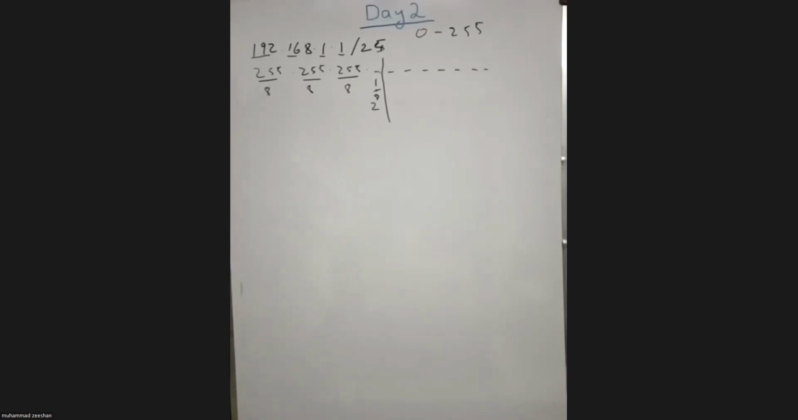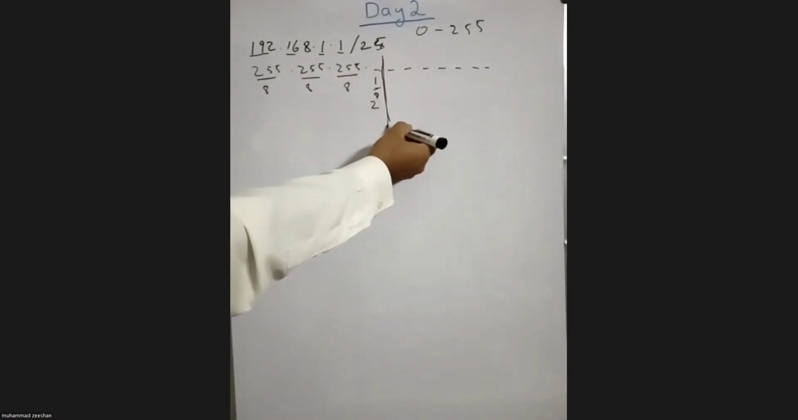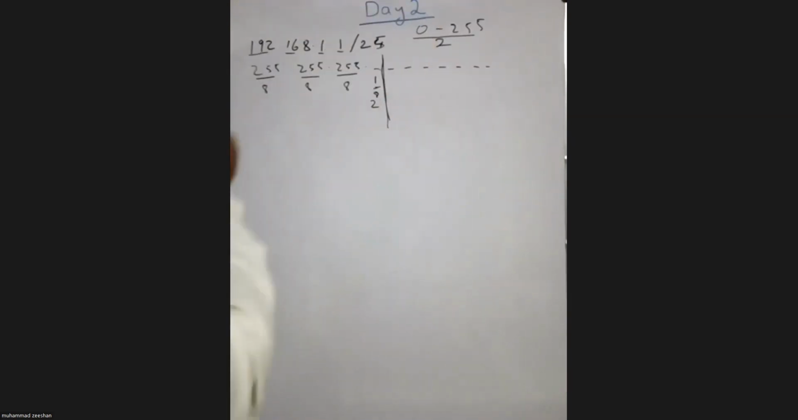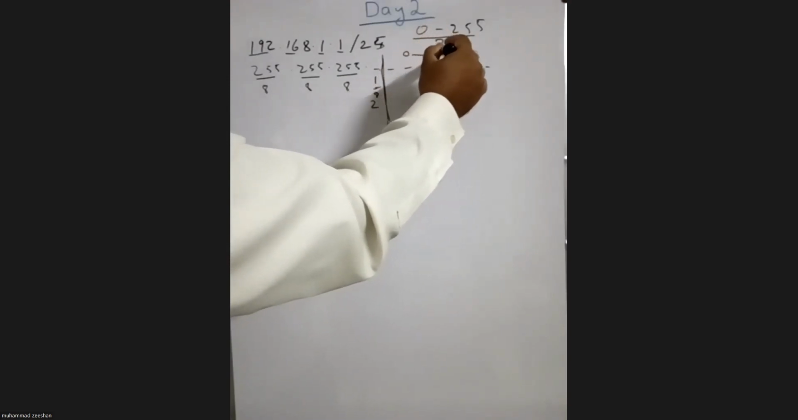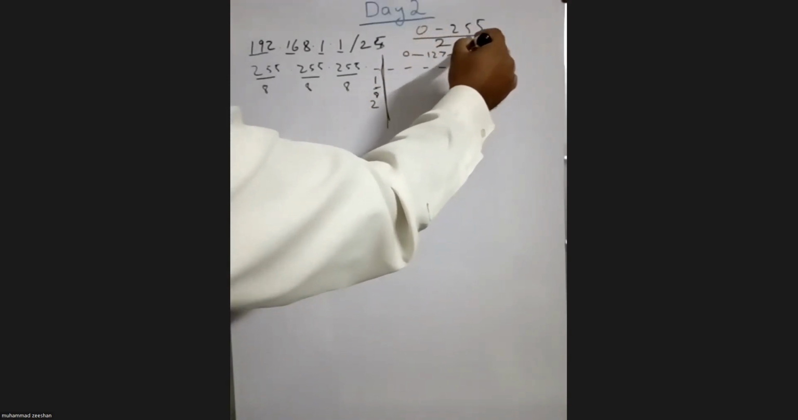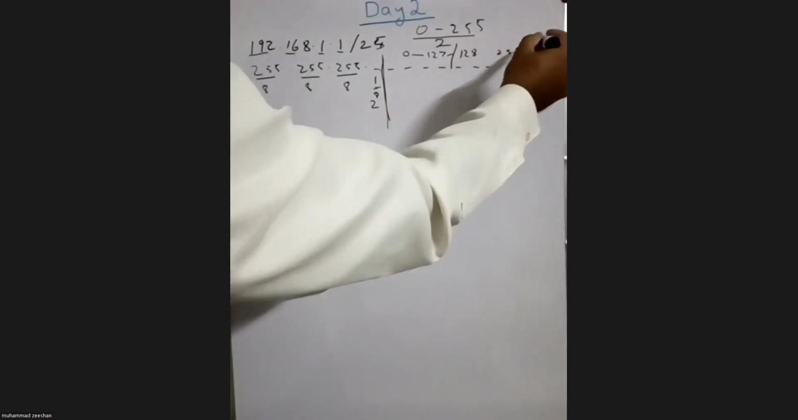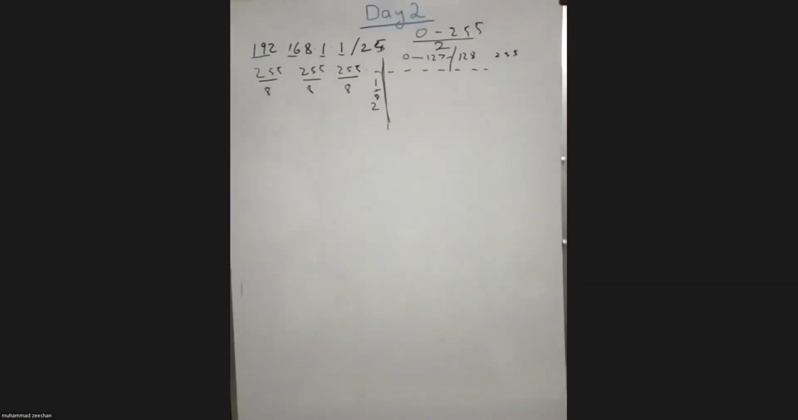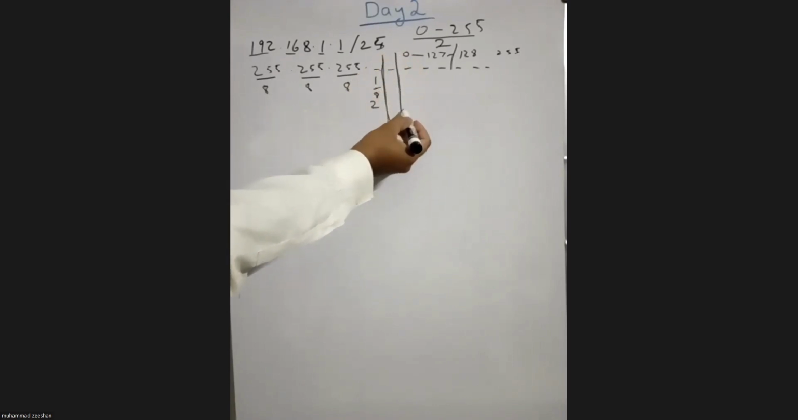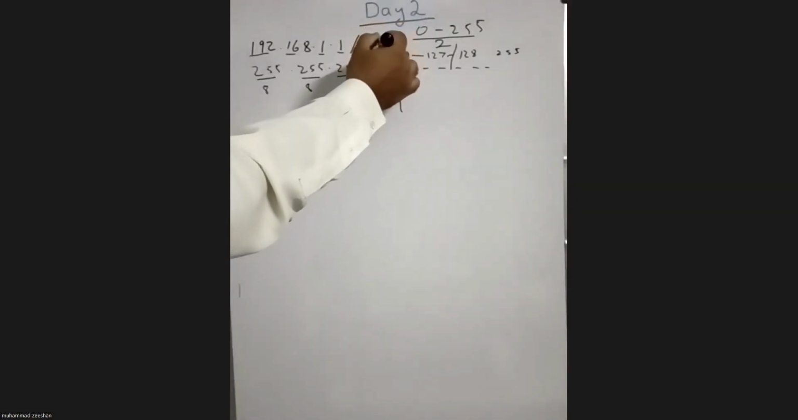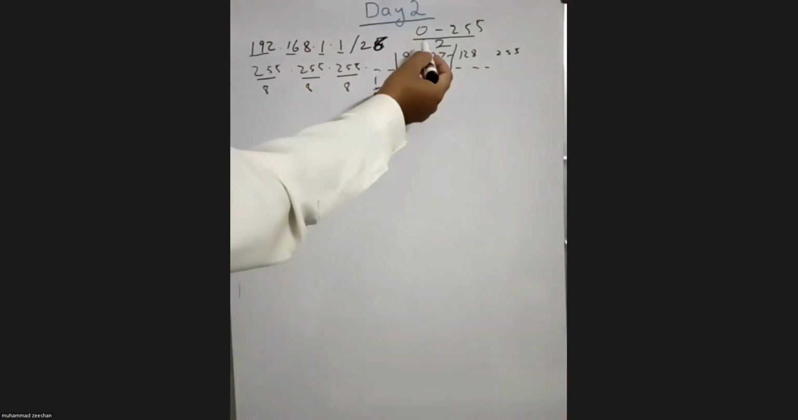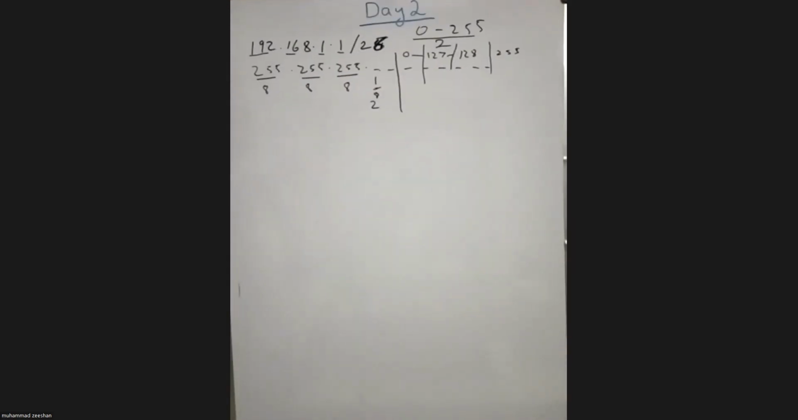So the range was from 0 to 255. If we are taking 1 bit out, this range is divided by 2. It will be 0 to 127, 1 range, and 128 to 255, the second network. If we take out 1 more bit for the subnet size, then we have 24, 25, 26. The subnet is 26, and you have further divided it. So that's how we do subnetting.